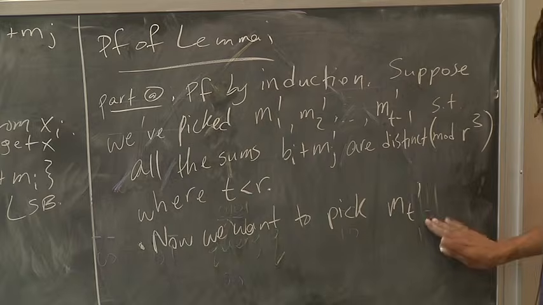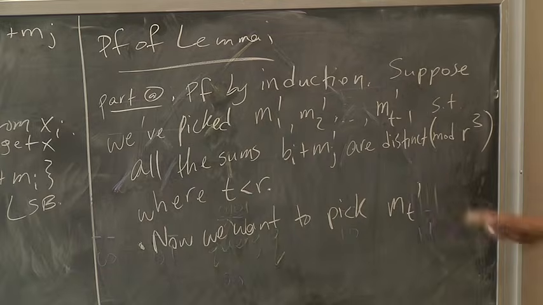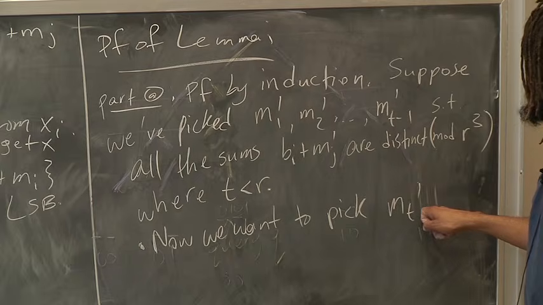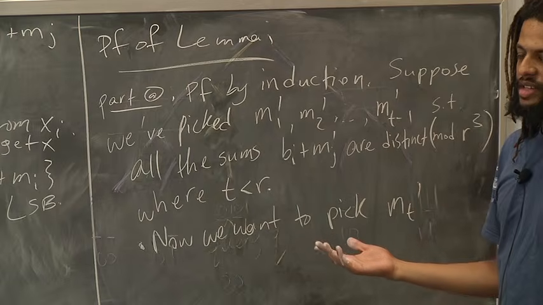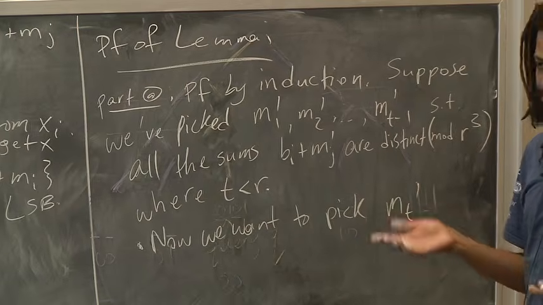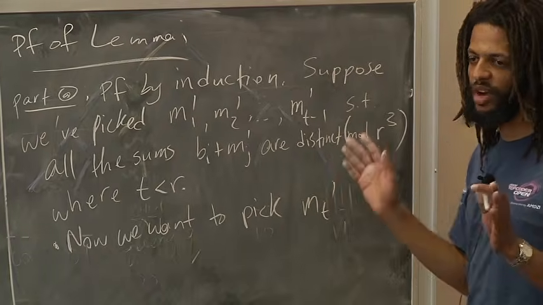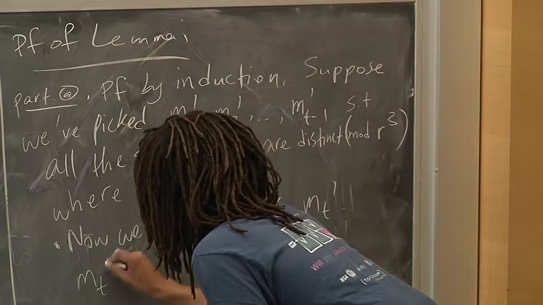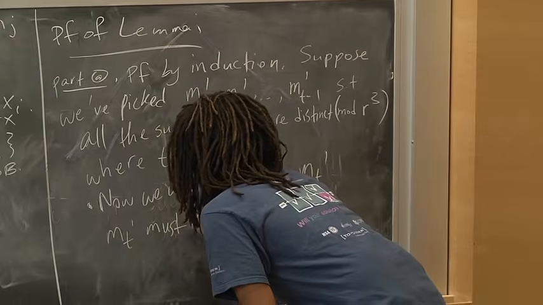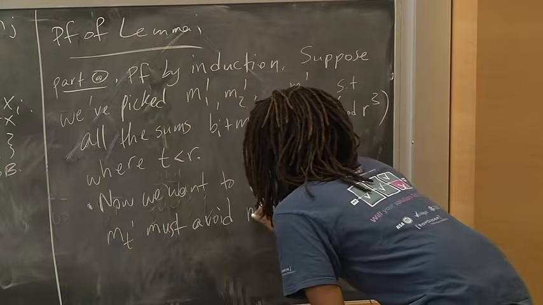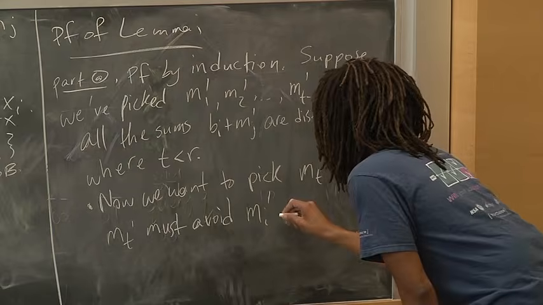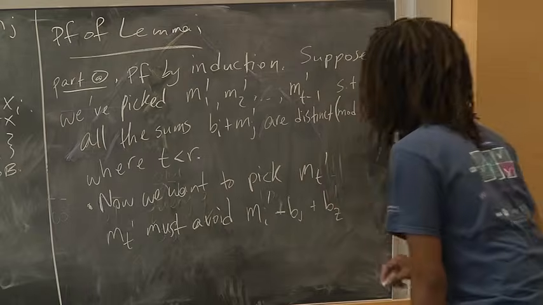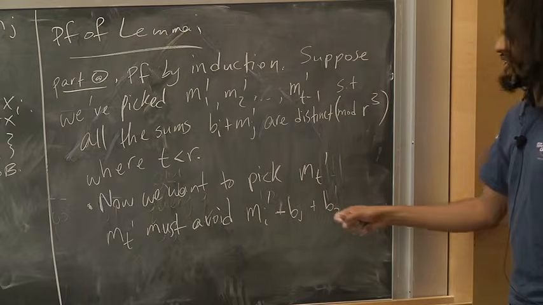So now I want to pick mt prime, and in order to make sure that all these sums are distinct, we need to make sure that mt prime plus bi is different from bj plus mk prime, plus another pair. So mt prime must avoid mi prime plus or minus bj plus bz for all the other different values i, j, and z.